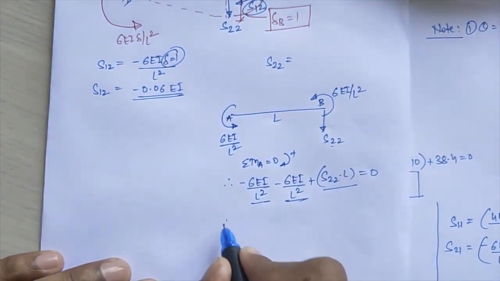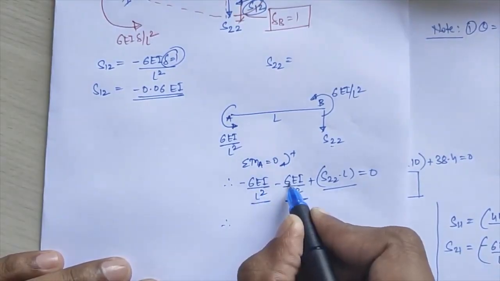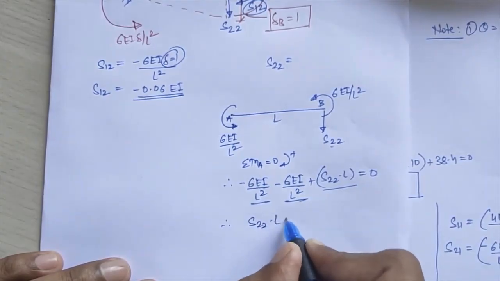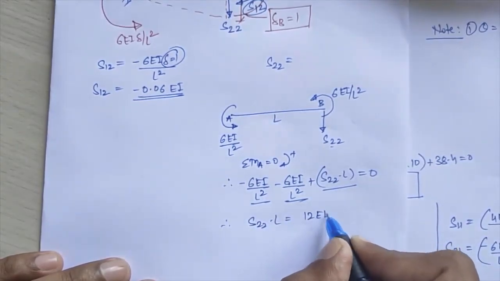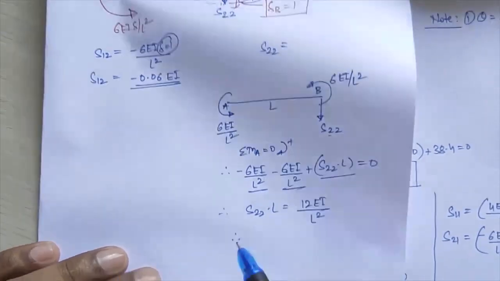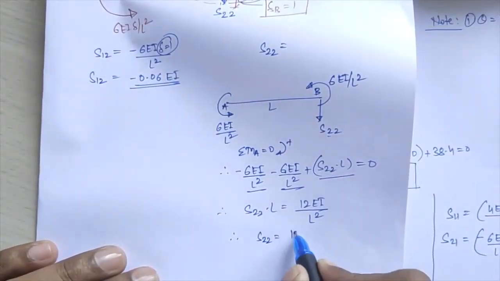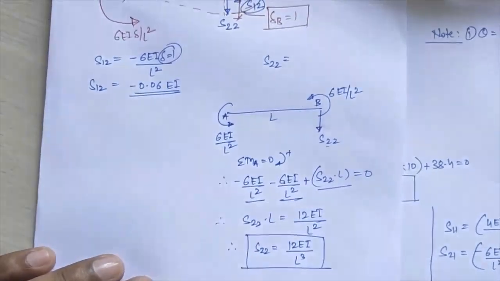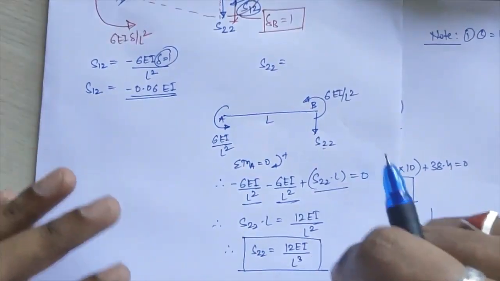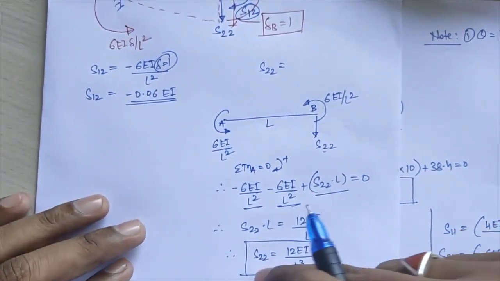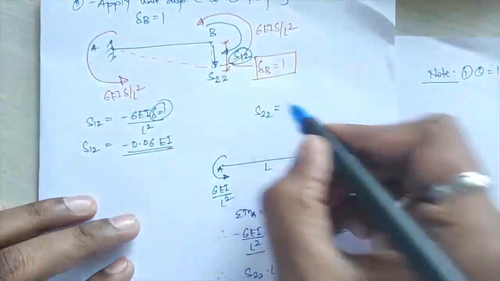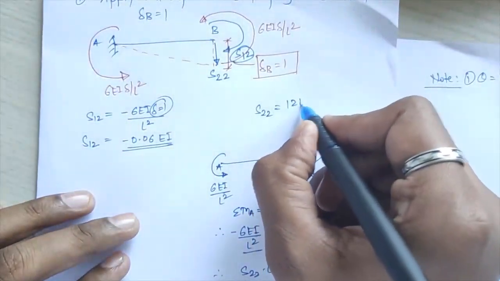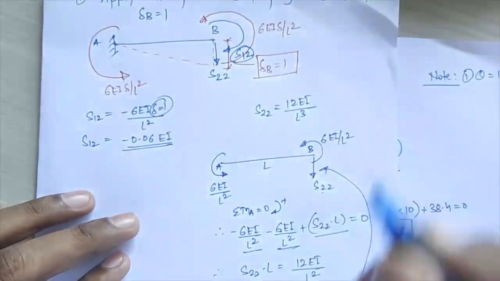Okay, so if I calculate this I get minus 6 minus 6, that is minus 12 EI upon L square. This goes on RHS side, so S of 2 2 into L is equal to 12 EI upon L square, and if I calculate S of 2 2 from this, I get 12 EI, this L will get divided to L cube over there. What direction I have assumed positive, I am getting this, so your direction is correct. S22 value will be equal to this force value, that is 12 EI upon L cube over there.